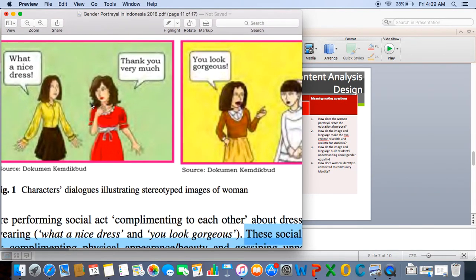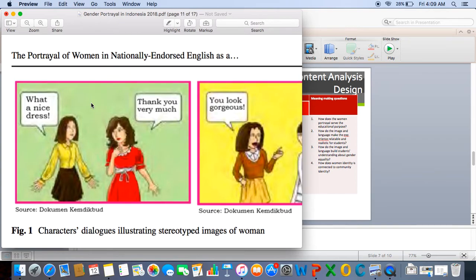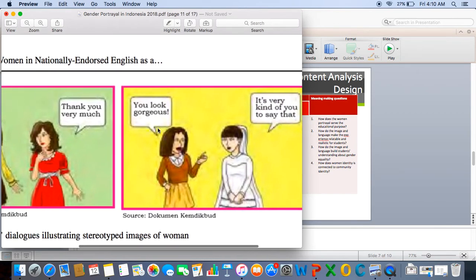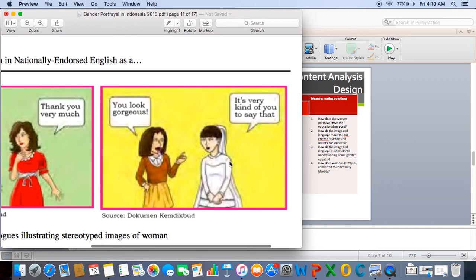Oke, ini untuk KD 3.2 SMA, yaitu giving congratulation and compliments. Jadi pujian ya. Misalnya di sini digambarkan ada dua perempuan yang dress up ya. Kemudian komplimennya what a nice dress, and then thank you very much. Kemudian you look gorgeous, pakai baju pengantin. It's very kind of you to say that.